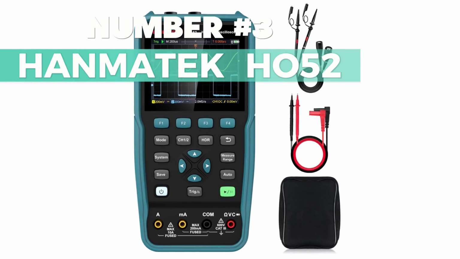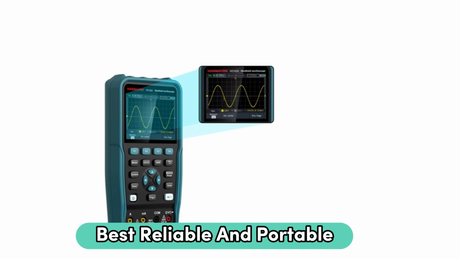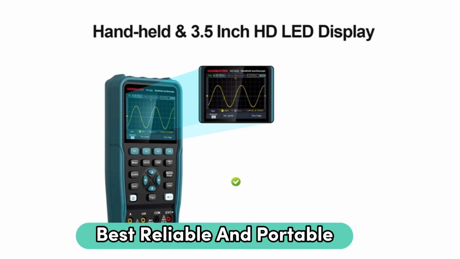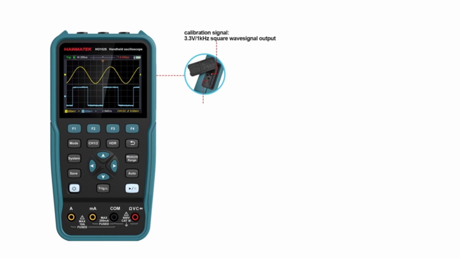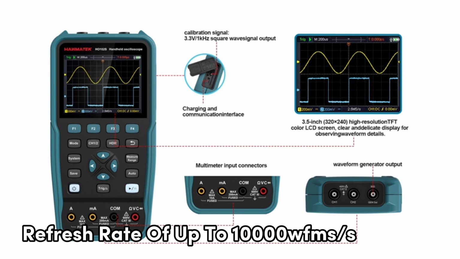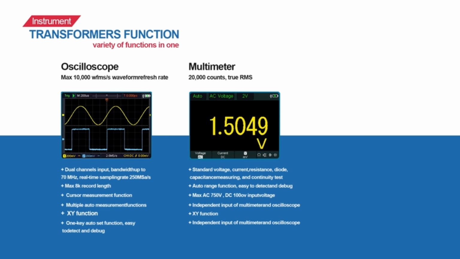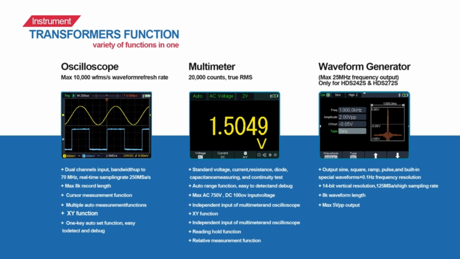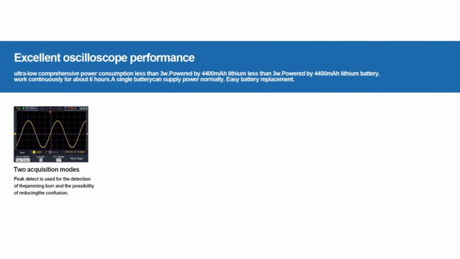Number 3. Hammertech HO52. If you are after the best reliable and portable, then consider this one. Weighing in at just 2.6 pounds, it's a portable powerhouse. In scope mode, it offers a refresh rate of up to 10,000 waveforms per second, 2-channel input, at a bandwidth of 50 MHz, ensuring solid signal reception. With real-time sampling at 250 megasamples per second, a cursor measurement function, and 7 automatic measurement functions, it's a reliable choice for detecting and debugging.